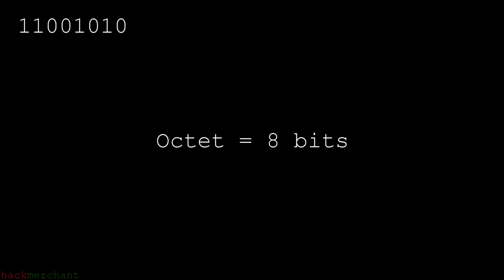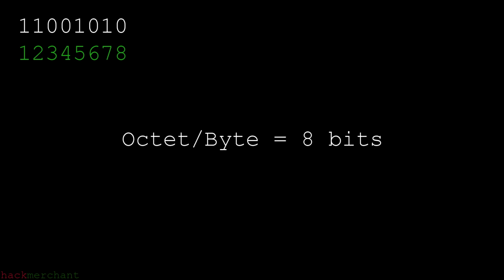And if we count the bits in the binary number we see on the screen, we have 1, 2, 3, 4, 5, 6, 7, 8 bits here. So the binary number on the screen consists of 8 bits. Another term that you might be more familiar with that we can also use for a group of 8 bits, like the binary number we see on the screen, is byte.